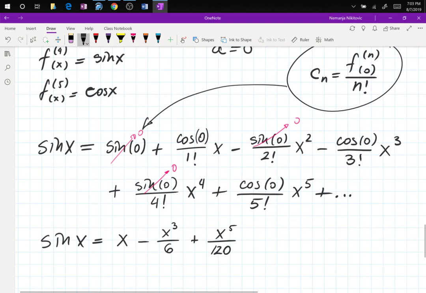Now I hope that you can see the pattern, because not pictured in this procedure here, the next term must be x to the 7 divided by 7 factorial plus x to the 9 divided by 9 factorial minus x to the 11 divided by 11 factorial plus going on forever. Do we all see the pattern?